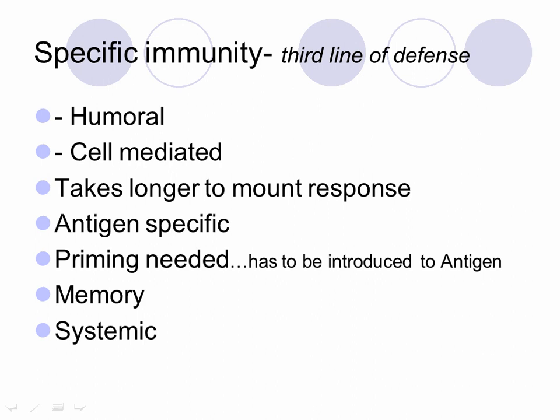This is not local. Remember, we saw non-specific immunity, like inflammation, for example, tends to be localized to an area. In specific immunity, it's systemic. So it kind of spreads throughout the body.